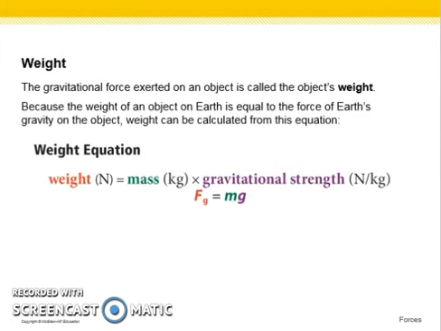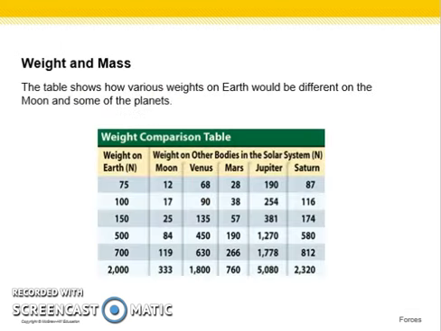Write down this question. What is an object's weight? An object's weight is the gravitational force exerted on an object. Please write down the weight equation. So the table shows how various weights on Earth would be different on the moon and some of the planets. If we take a look here, you can see that on Earth, if it's 75, then on the moon, that same object would be 12. And on Earth, if the object is 2,000, then here on the moon, it would be 333.